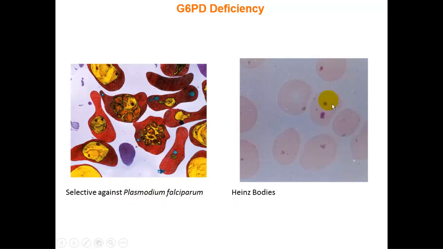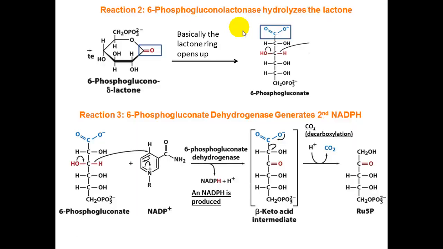One of the hallmarks is these Heinz bodies. These are occlusions of different types of materials, probably mutated enzyme and other types of free radical byproducts that have accumulated in these cells, and they're known as Heinz bodies. And that's one of the diagnostic indicators of deficiency of this enzyme. So the very first enzyme of the pentose phosphate pathway has some clinical consequences.